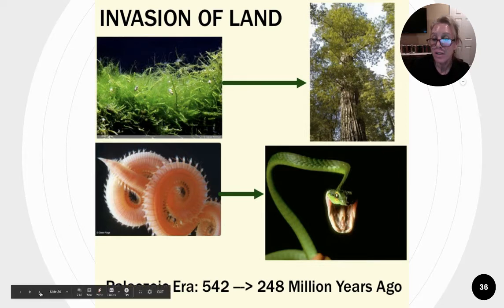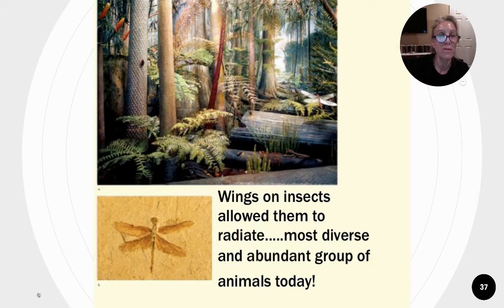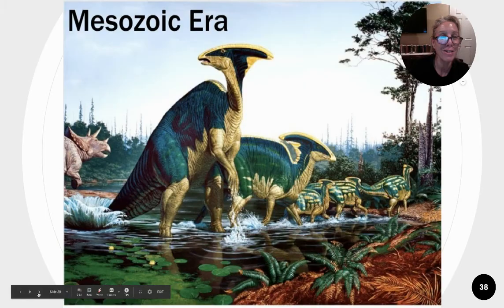So here, you started to get a lot of insects at this time. This is going to be great for pollination later. We're going to get to that, but those are starting to evolve at this time. Now let's get into the Mesozoic era in the middle, right? If you look at your notes, the Mesozoic starts at 248 and ends about 65 million years ago.